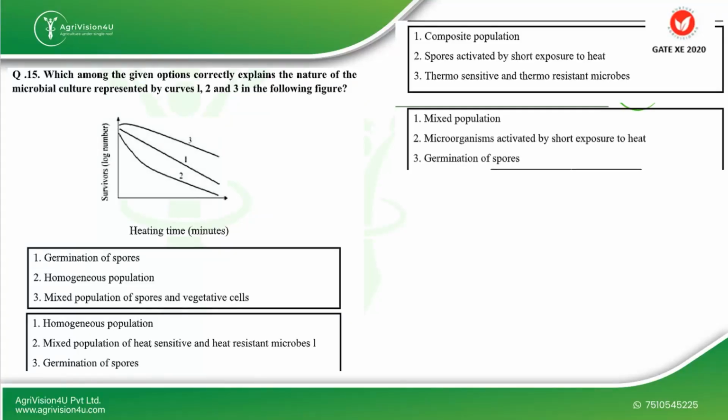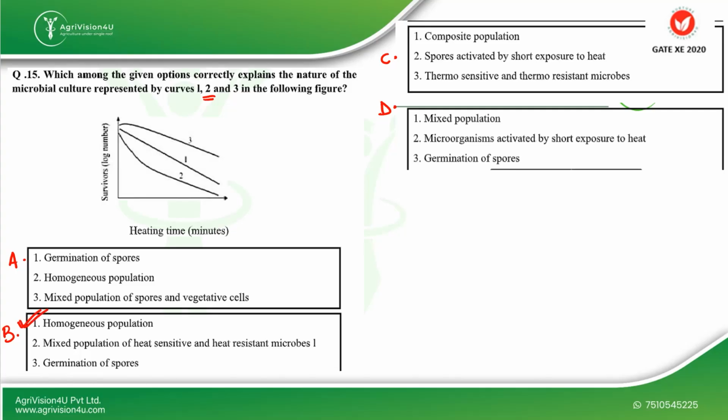Question 15. Which among the given options correctly explain the nature of the microbial culture represented by the curves 1, 2, 3 in the following figures? Options are germination of spores, homogeneous population and mixed population of spores and vegetative cells. So this is option A, option B, option C and option D. We know that at constant temperature, the thermal death of the bacteria is exponential with the time. Over here, my correct option is option number B.